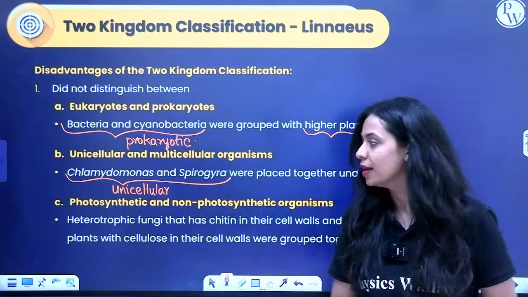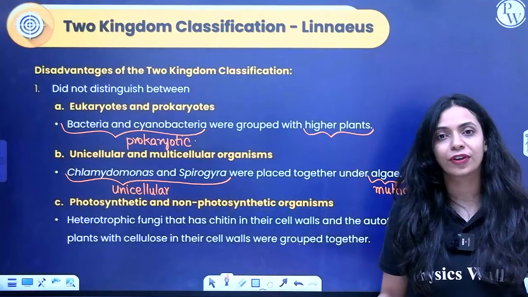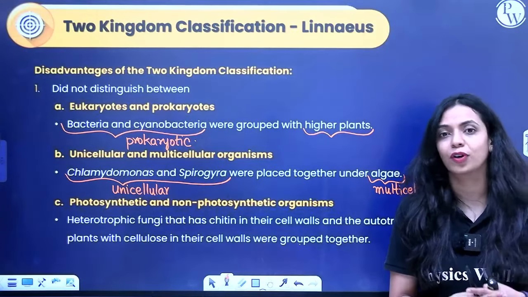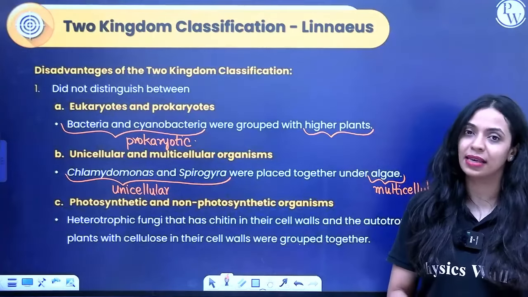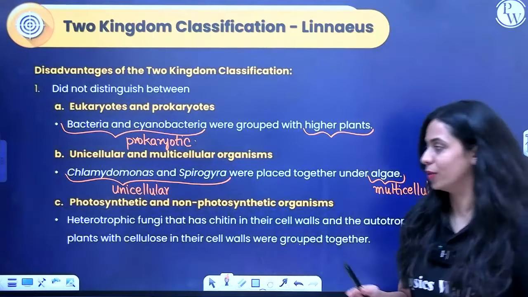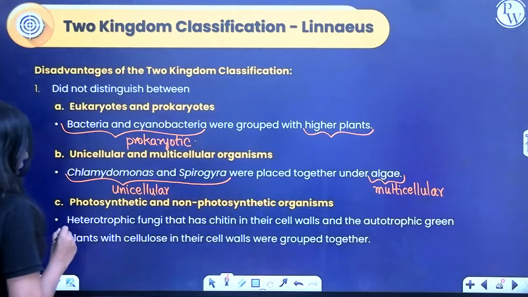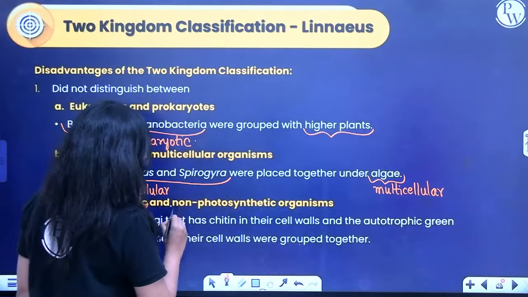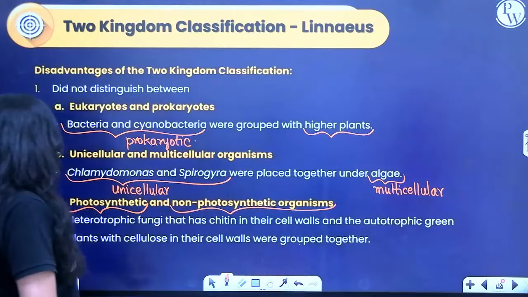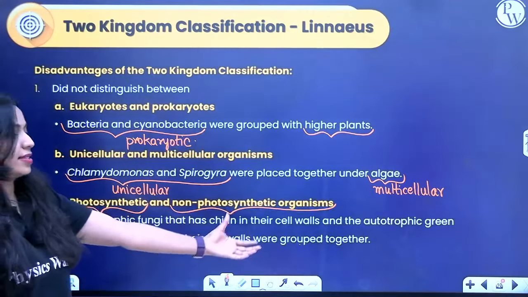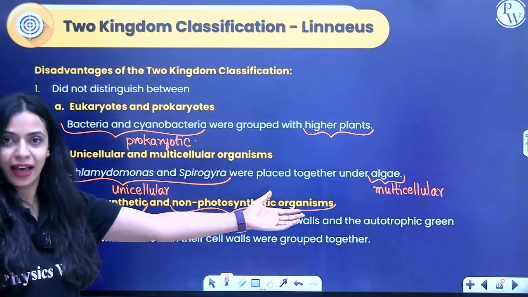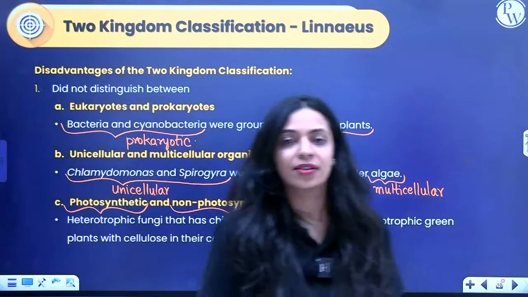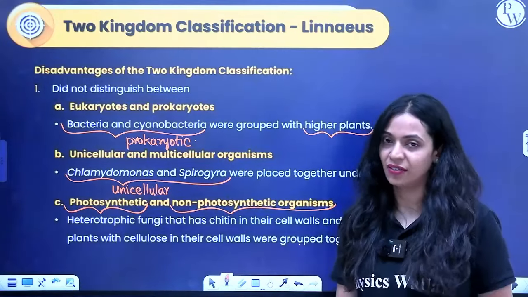So, a very diverse group of organisms were put in the same kingdom just because they all have cell walls. Autotrophic organisms as well as heterotrophic or saprotrophic organisms like fungi were put under the same group just because they had a cell wall. Okay, so over here, photosynthetic organisms are the plants, like you already said. Non-photosynthetic organisms are the fungi. Fungi that had chitin in their cell walls, and autotrophic algae and plants that had cellulose in their cell walls, were grouped together. So these are some disadvantages.